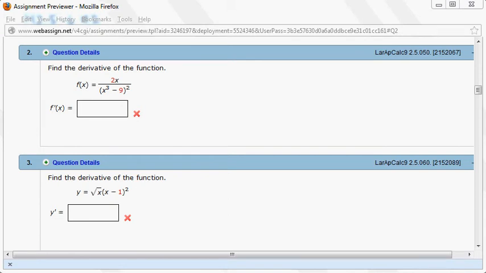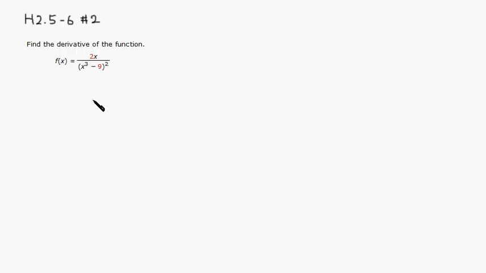Okay, let's look at homework 2.5, 2.6, number 2. All right, so we have this rational function, and we want to find the derivative of that. So let's do that. Since it's a quotient, we're going to apply the quotient rule, and inside the quotient rule, we'll probably have to use the general power rule.